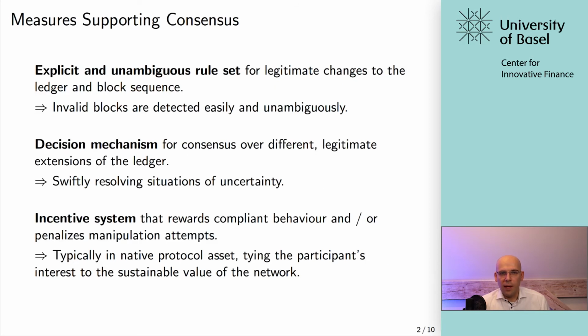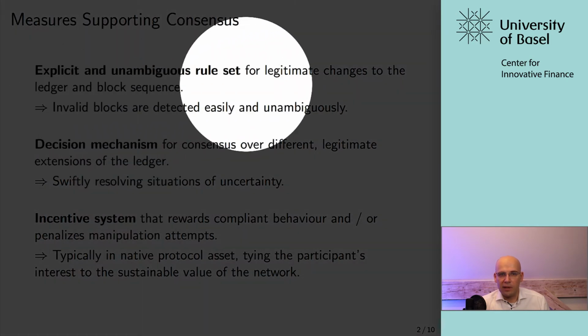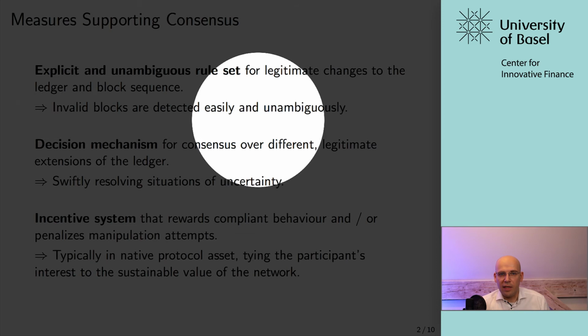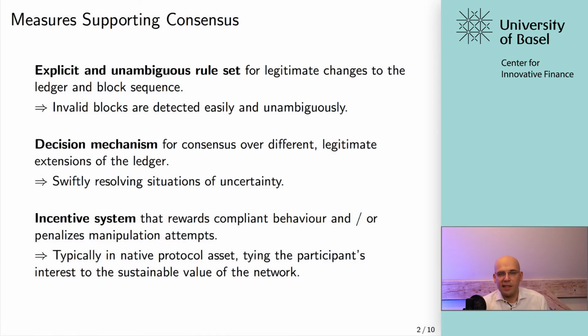Now, there are various measures that are supporting consensus finding, things that you need in order to be able to reach a consensus. Number one is really the explicit and unambiguous rule set. It's really important that everyone knows exactly what these rules consist of, and is then able to create blocks and new transactions in accordance with this rule set.